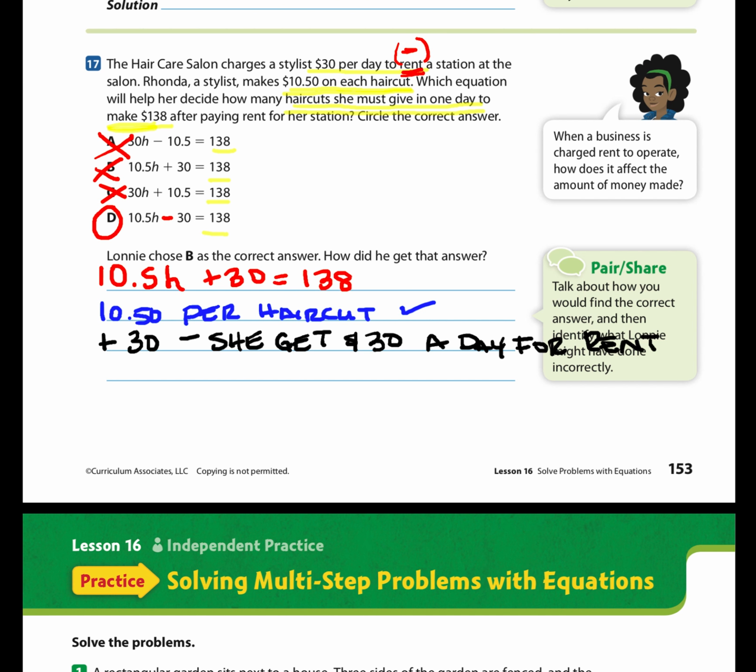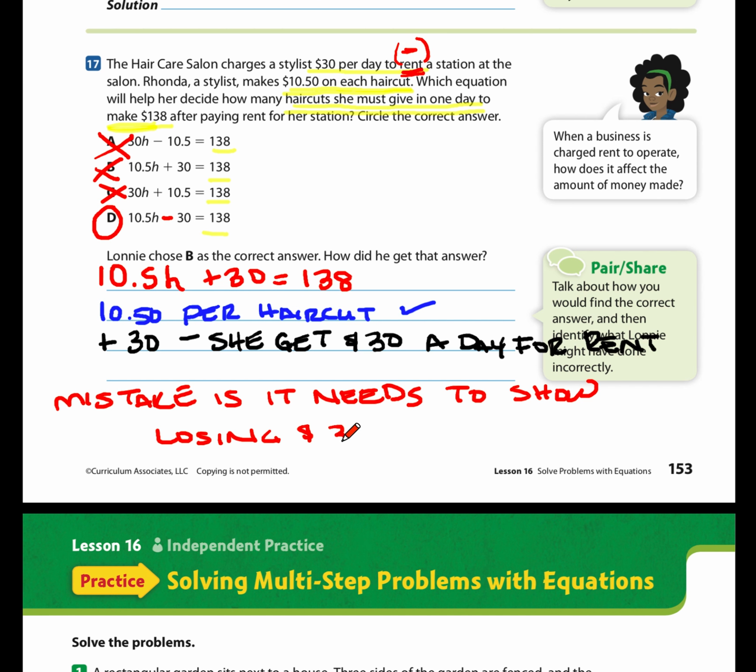All right. So that's where the mistake is. Let me pick a different color here. I'll go back to red. The mistake here is it needs to show losing $30 a day, and that's for the rent.